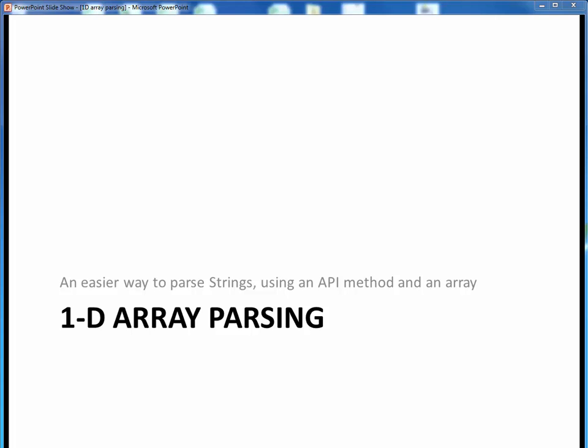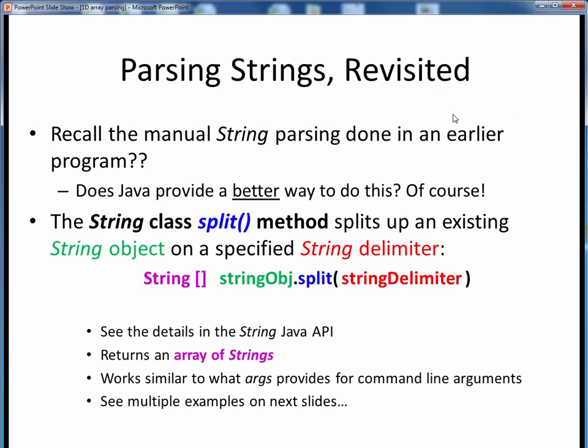In this video lecture, we're going to examine an easier way of parsing strings using an existing string API method together with an array of strings. Okay, let's get started. Think back to an earlier program assignment where you needed to manually parse up a comma-separated string using a handful of string API methods in combination. It was a bit tedious to do that, wasn't it?